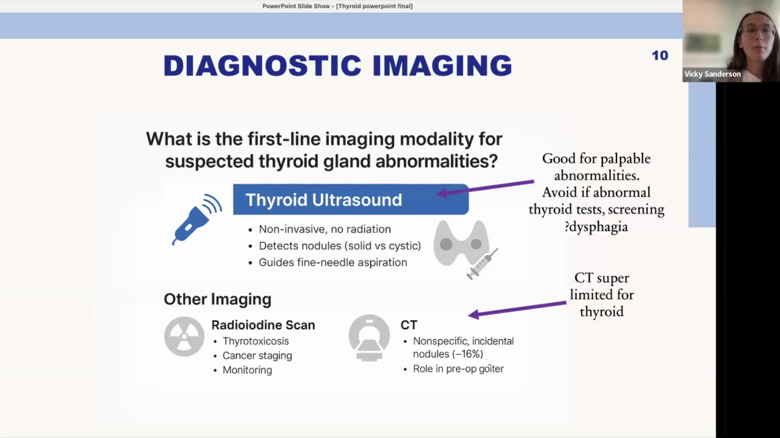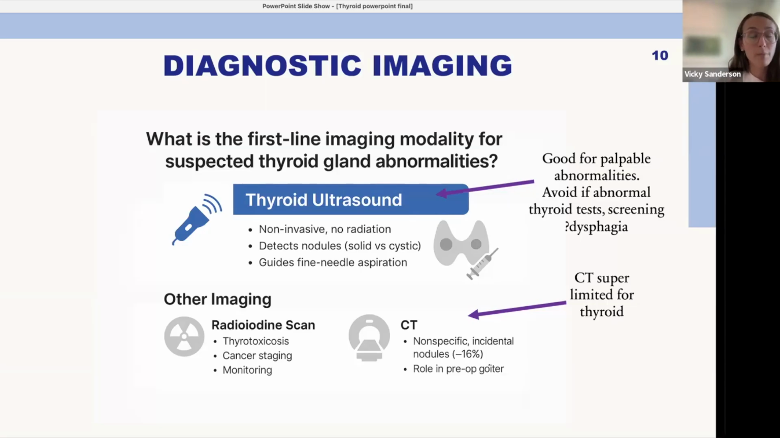So again, when I was chatting with a radiologist about tonight's presentation, he mentioned the thyroid ultrasound is very good for palpable abnormalities, but we want to be very careful. Usually don't order it if a person just has hypothyroidism, right? Treat the hypothyroidism, make sure they get better. We want to avoid it in screening if a person's completely asymptomatic, even if they have some family history of certain thyroid cancers. We want to be very careful.